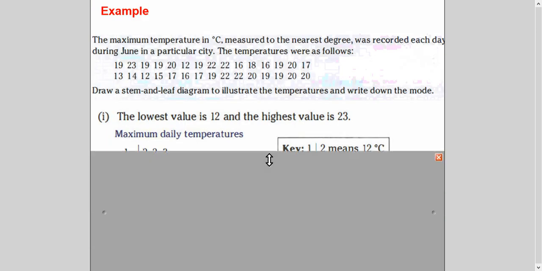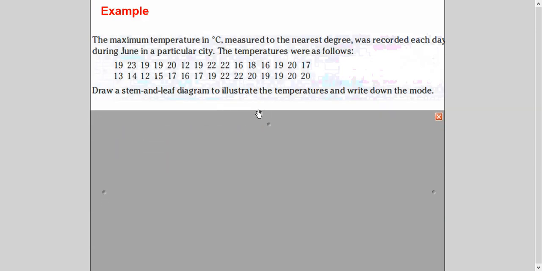Okay, now if you see here, another question I have taken. This is telling you about the temperature measured in nearest degrees. You have to draw a stem and leaf diagram and you have to write down the mode. Mode is the most occurring data. So we will draw it exactly in the same way.